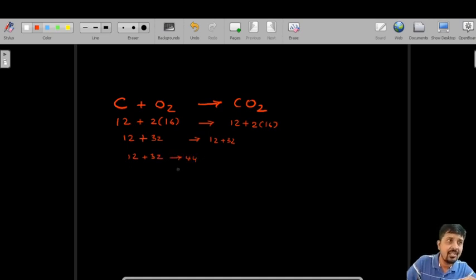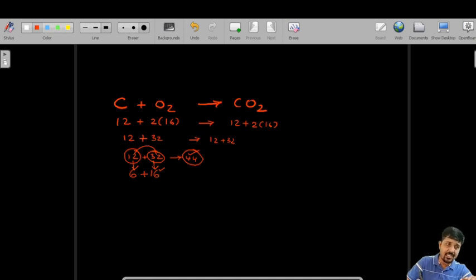Now try to understand this equation. 12 grams of carbon reacts with 32 grams of oxygen to produce 44 grams of carbon dioxide. Now if 6 grams of carbon is going to participate in the reaction, then obviously it requires 16 grams of oxygen. 12 grams of carbon requires 32 grams of oxygen, so half of 12, which is 6, requires half of 32, that is 16.